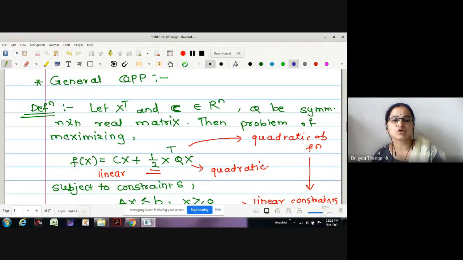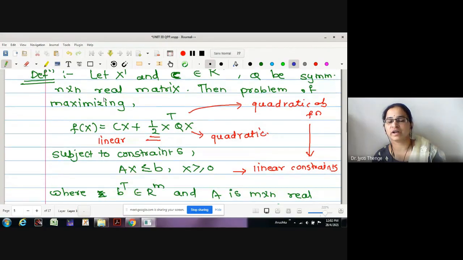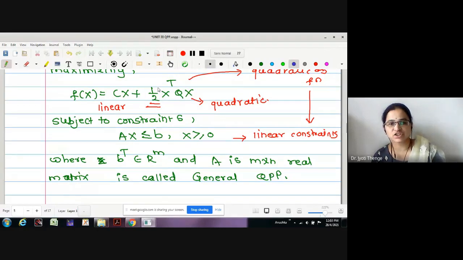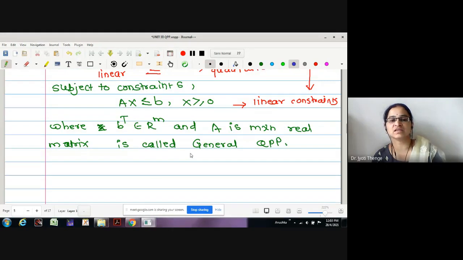Then Q is a symmetric matrix of order n cross n, which is a real matrix. Then the problem of maximizing f of x equal to cx plus half x transpose Qx is the objective function. If we look at this objective function, it consists of linear terms as well as the quadratic term. This half is just an adjustment. I will explain this while explaining the Kuhn-Tucker conditions. Subject to the conditions, say Ax is less than or equal to b and x is greater than or equal to 0.